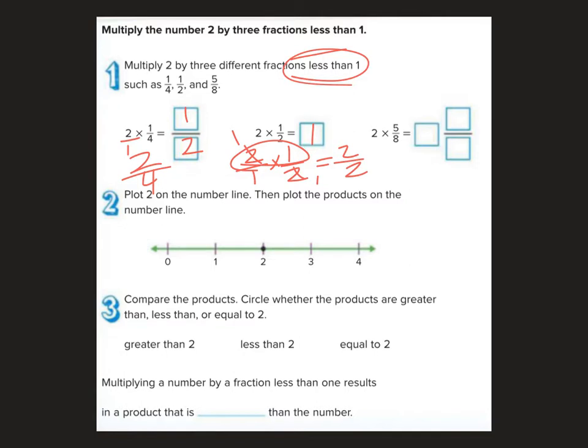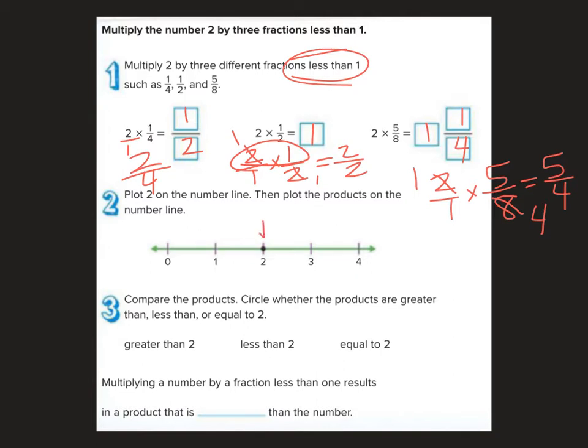Now 2 times 5/8, which again, 1/4, 1/2, and 5/8 are all less than one whole number. So 2 times 5/8, 2 over 1 times 5 over 8. I can divide by 2 and get 4, divide by 2 and get 1. So I'm going to get 5/4 or 1 and 1/4, right? And so that's again less than 2.